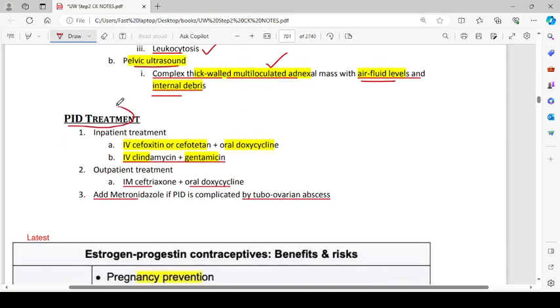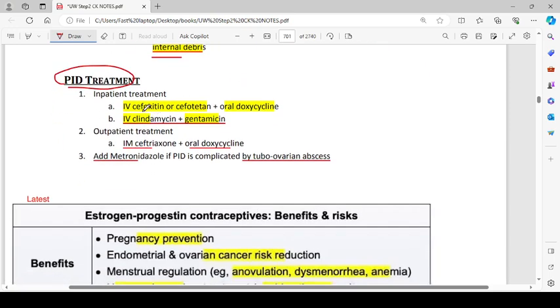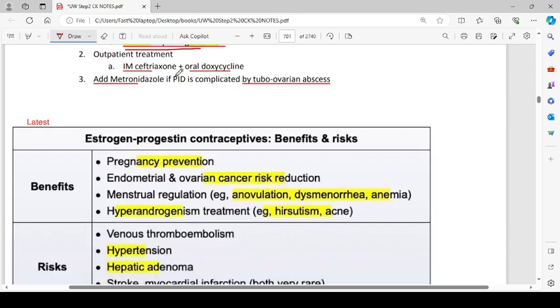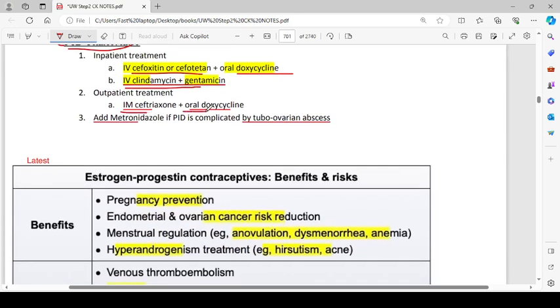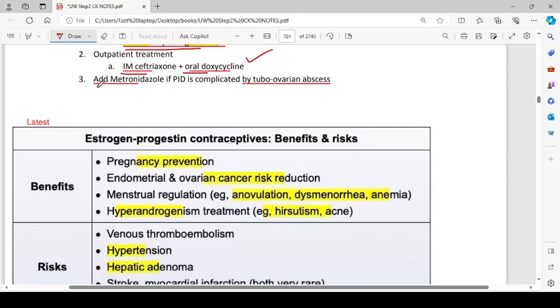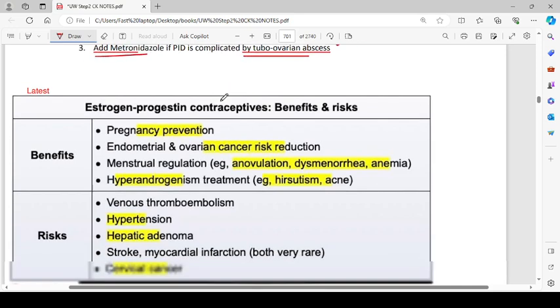Pelvic inflammatory disease treatment. Inpatient treatment is IV ceftriaxone or cefotetan with oral doxycycline, or IV clindamycin with gentamicin. Outpatient treatment, for example, IM ceftriaxone with oral doxycycline. Add metronidazole if pelvic inflammatory disease is complicated by tubo-ovarian abscess.